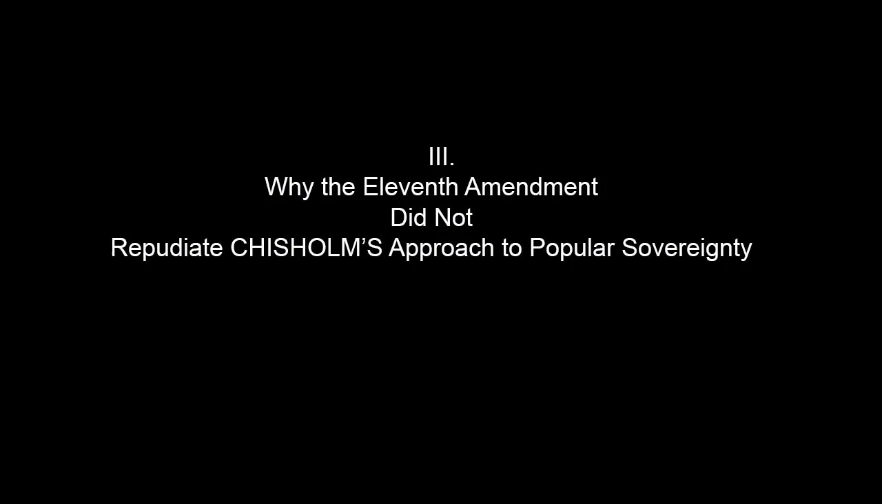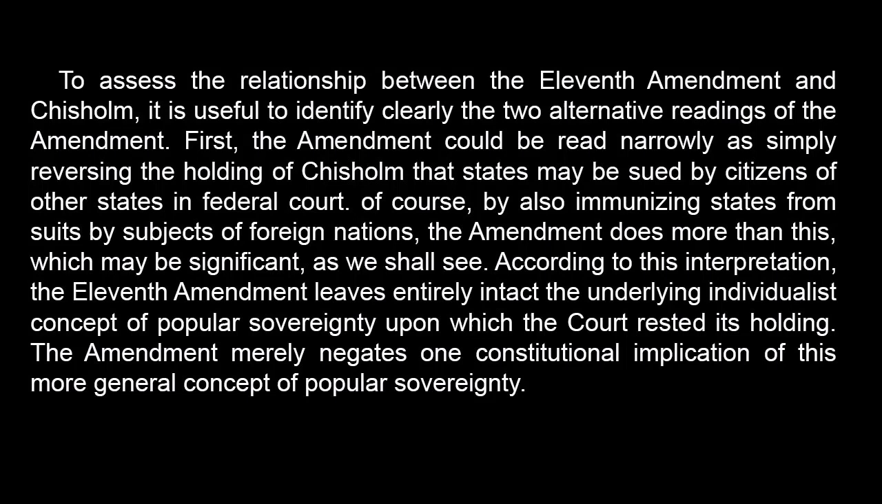To assess the relationship between the 11th Amendment and Chisholm, it is useful to identify clearly the two alternative readings of the amendment. First, the amendment could be read narrowly as simply reversing the holding of Chisholm that states may be sued by citizens of other states in federal court. Of course, by also immunizing states from suits by subjects of foreign nations, the amendment does more than this, which may be significant, as we shall see. According to this interpretation, the 11th Amendment leaves entirely intact the underlying individualist concept of popular sovereignty upon which the Court rested its holding. The amendment merely negates one constitutional implication of this more general concept of popular sovereignty.